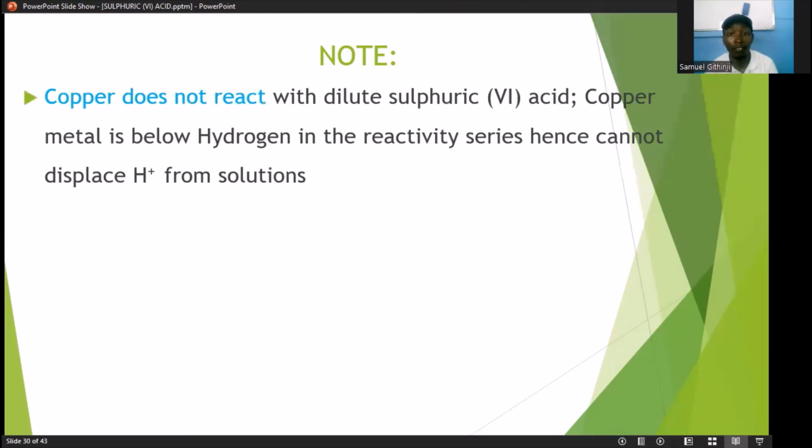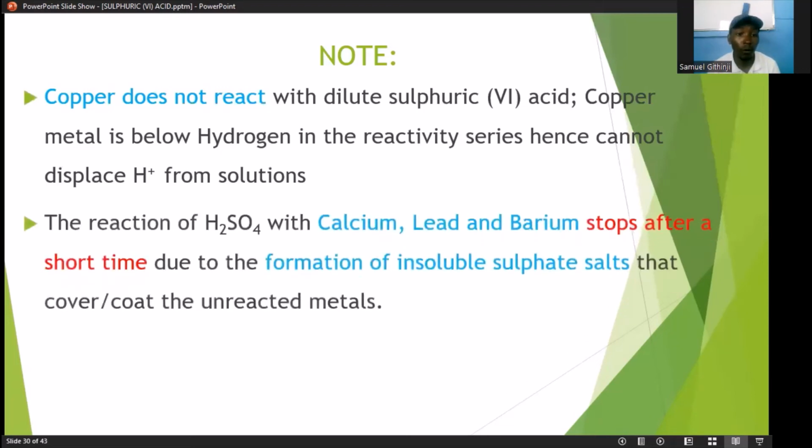Copper is below hydrogen in the reactivity series. Therefore, it cannot easily displace hydrogen ions from the solution. So that one you should know.